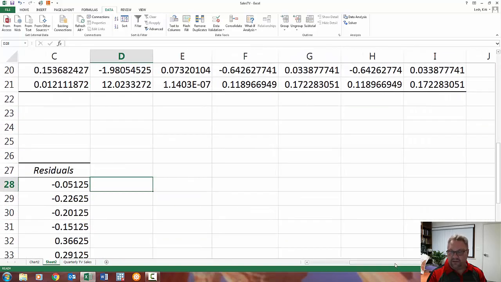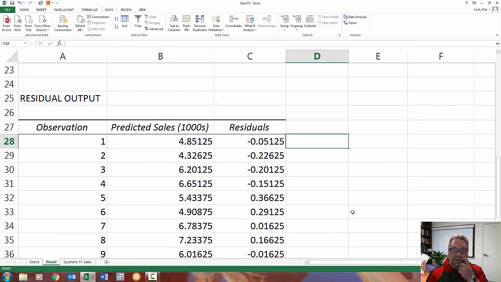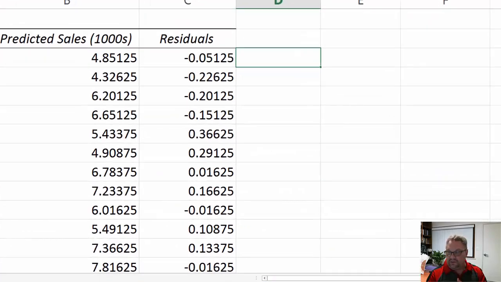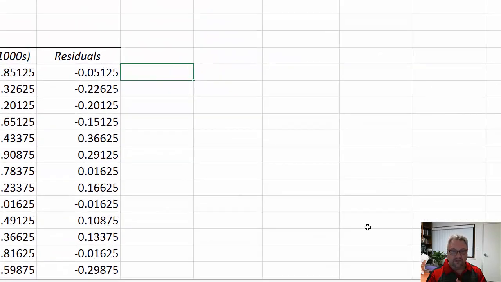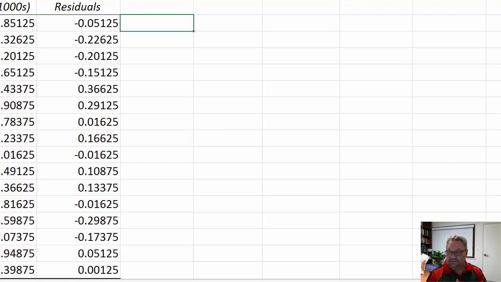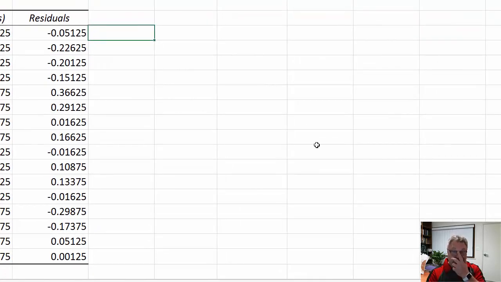Make that big so you can see it. Okay, probably a little too big. Once you see the whole thing. Sorry. All right, there you go.